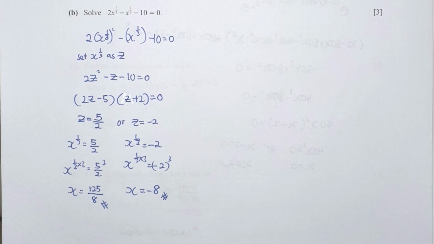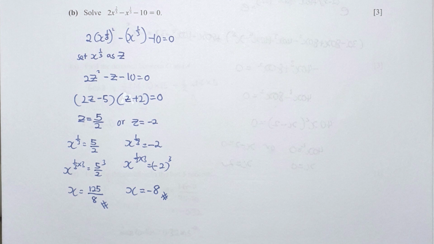As for part B, personally, I prefer to swap out the x to the power of 1 over 3 here into something else to avoid any confusion in the calculation. However, you can still leave it unchanged and just write it as 2 times x to the power of 1 over 3, all to the power of 2, minus x to the power of 1 over 3, minus 10. It's all totally optional, up to you. You can choose whatever you want.